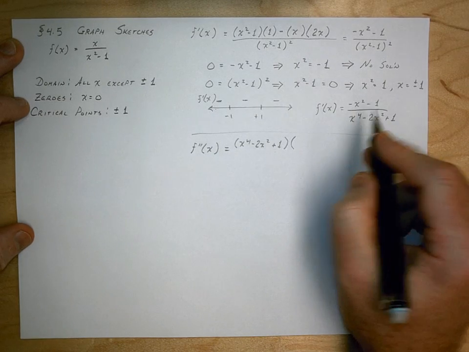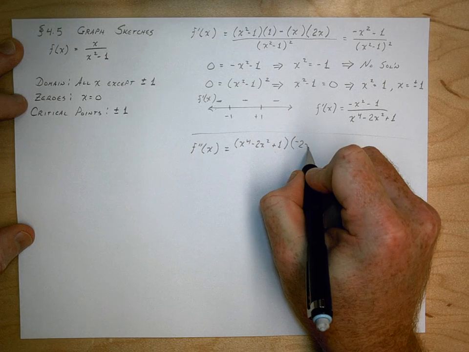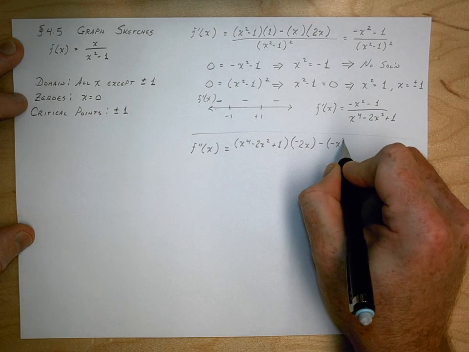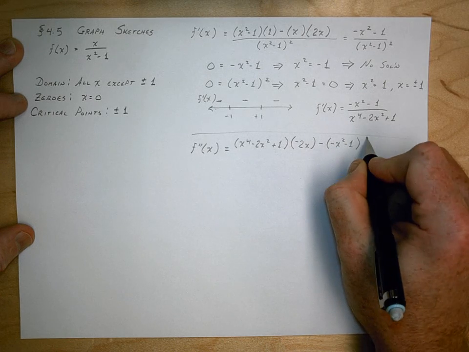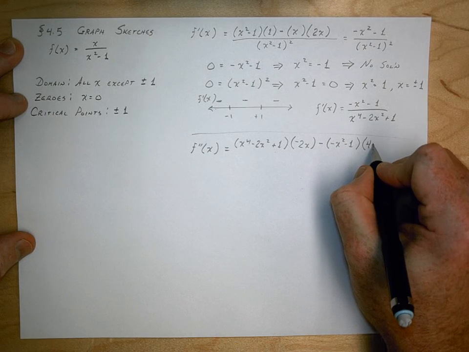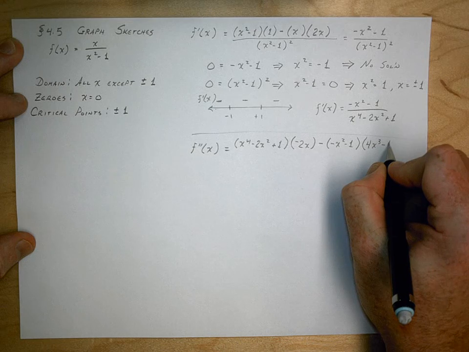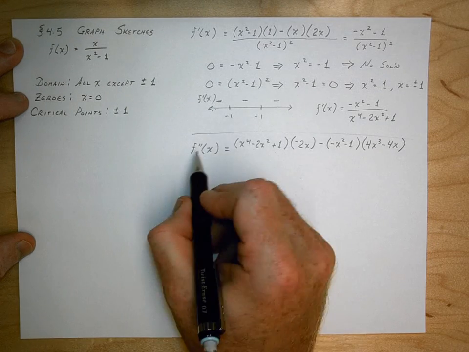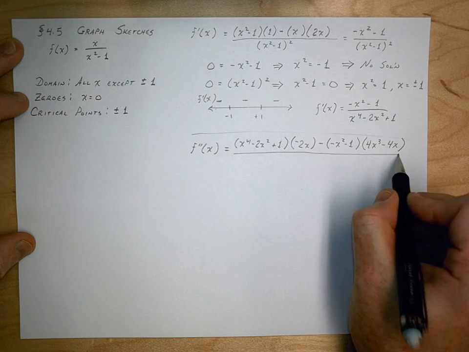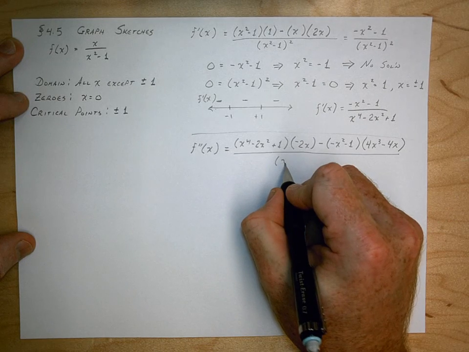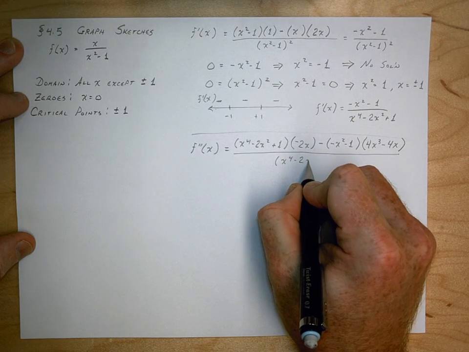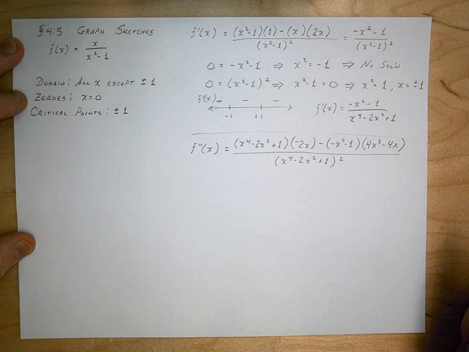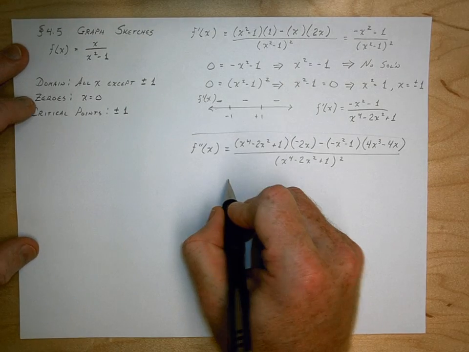Times the derivative of the top minus the top times the derivative of the bottom, all over my denominator squared. Oh, good grief. How does this clean up?